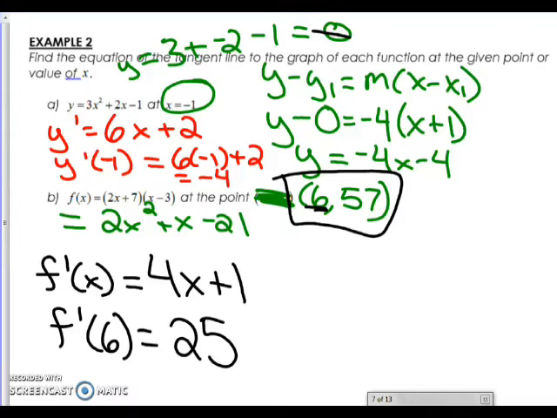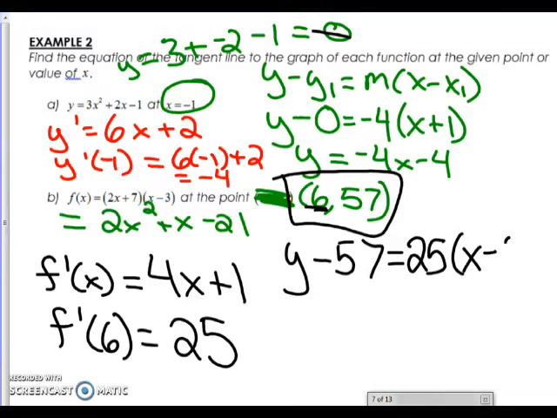Okay? And so let's see. Now we're going to go ahead and plug into y minus y1. This time we don't have extra work to do because it was given. Y minus y1 equals m parentheses x minus x1. So we've got that.